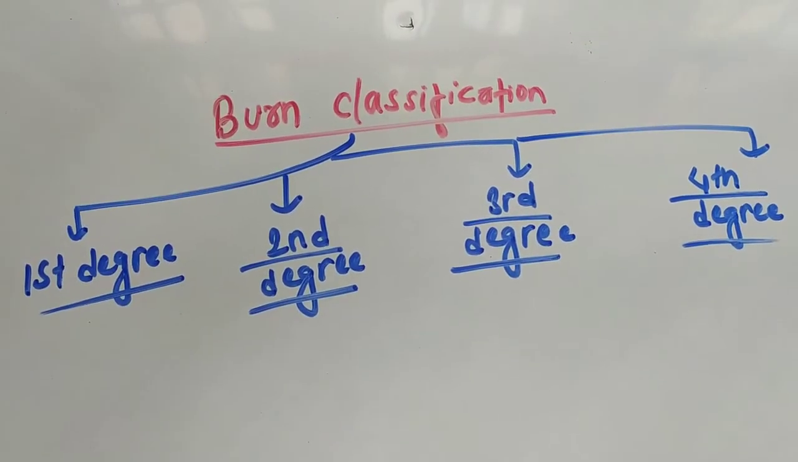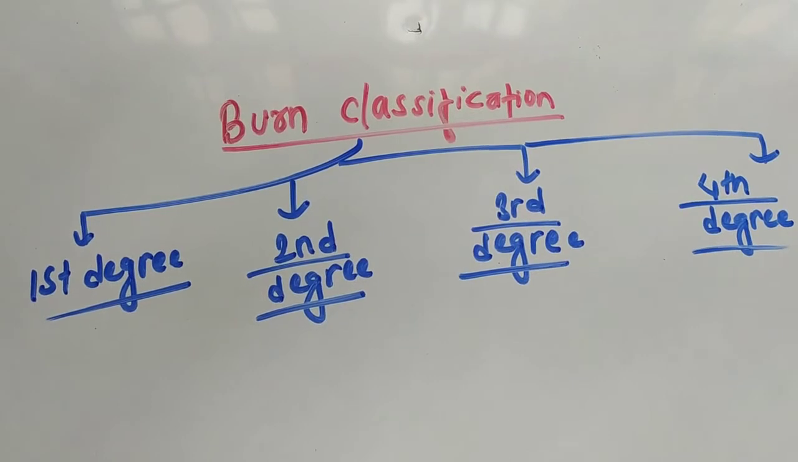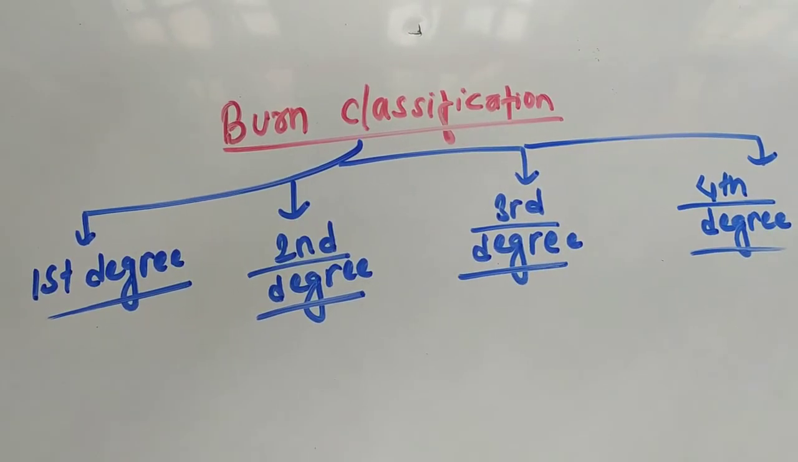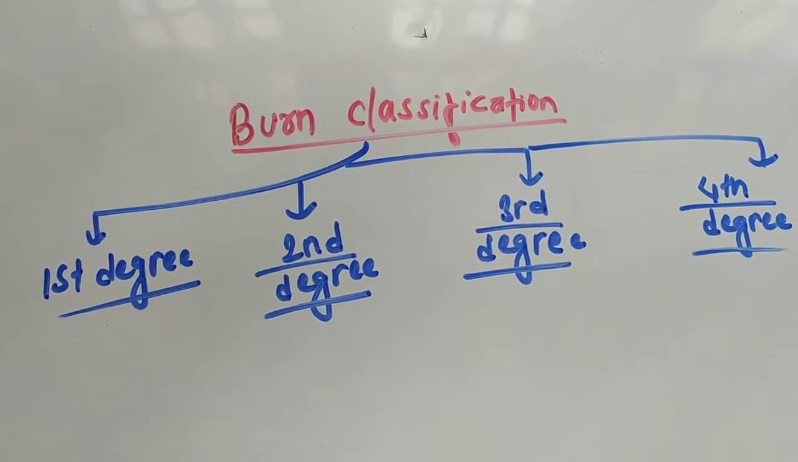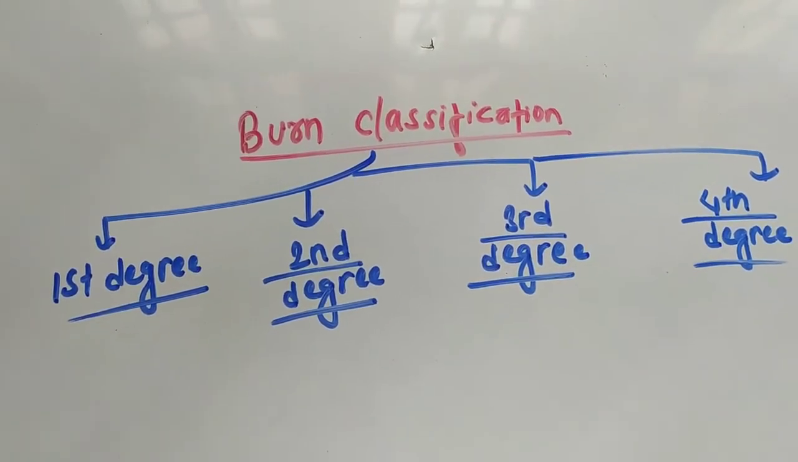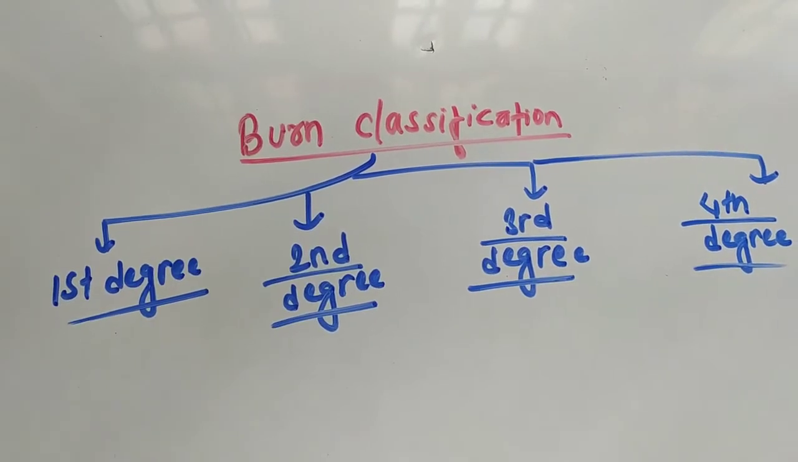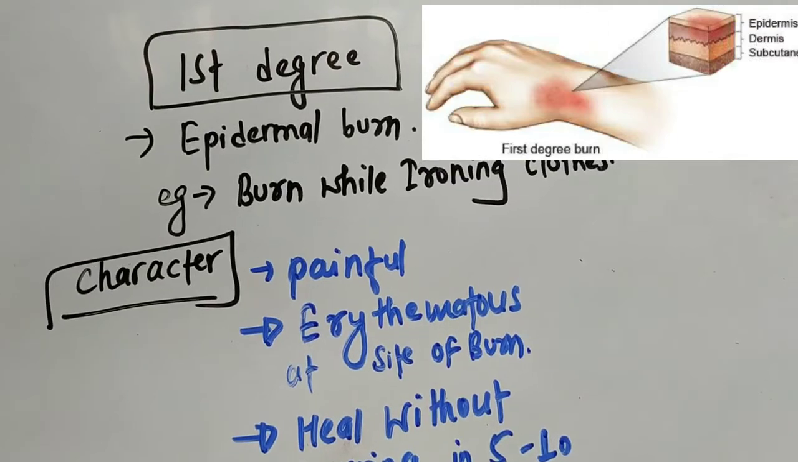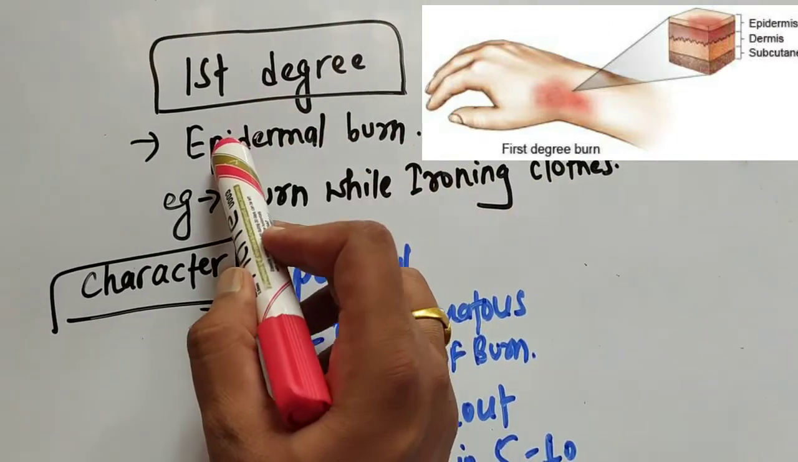Now let's talk about the classification of burn. So burn is classified on the basis of depth, and on the basis of depth there are 4 degrees of burn: first degree burn, second degree burn, third degree burn, and fourth degree burn. So let's discuss each degree in great detail. Now let's talk about the first degree burn. So the first degree burn is basically the epidermal burn.